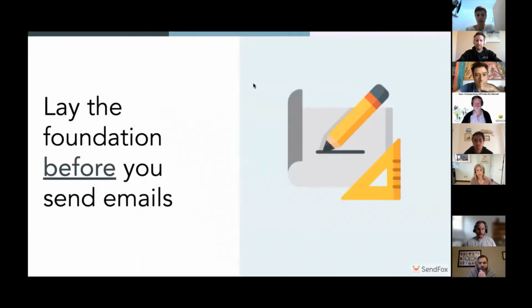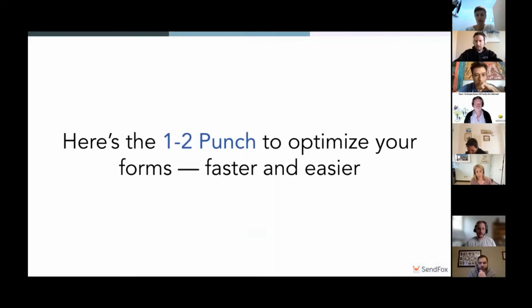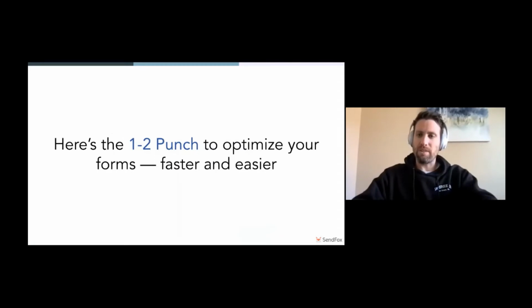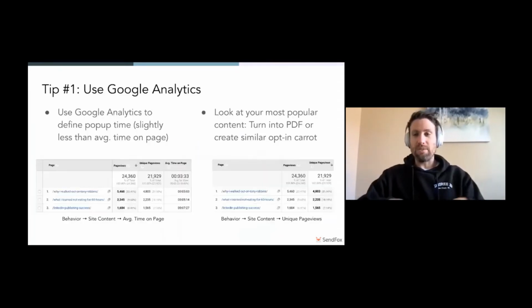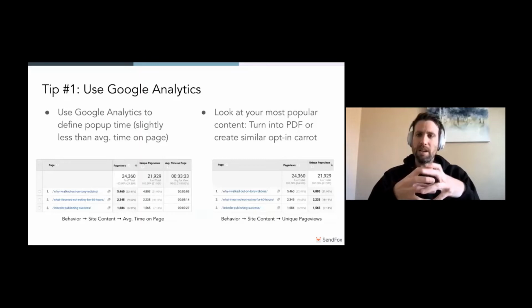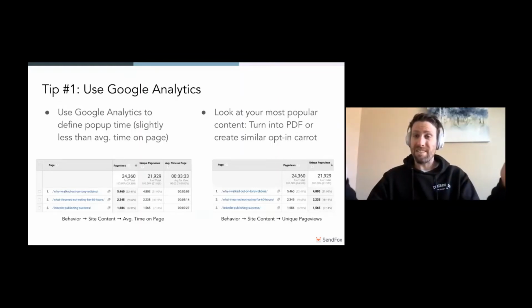All right, so let's talk now about some of those tactics. We're going to talk about optimizing email forms. Before we send an email, we need to lay the foundation to make sure we're doing the right thing. So there's really a 1-2 punch I wanted to discuss that we've implemented, and it's worked very, very well to generate email leads. The first thing we do when determining a pop-up is we use Google Analytics to define the pop-up time based on the average time on that page. So we look at some of our most popular pages, we identify what is the time spent on that page, and we make sure we're creating a pop-up that is less than that.